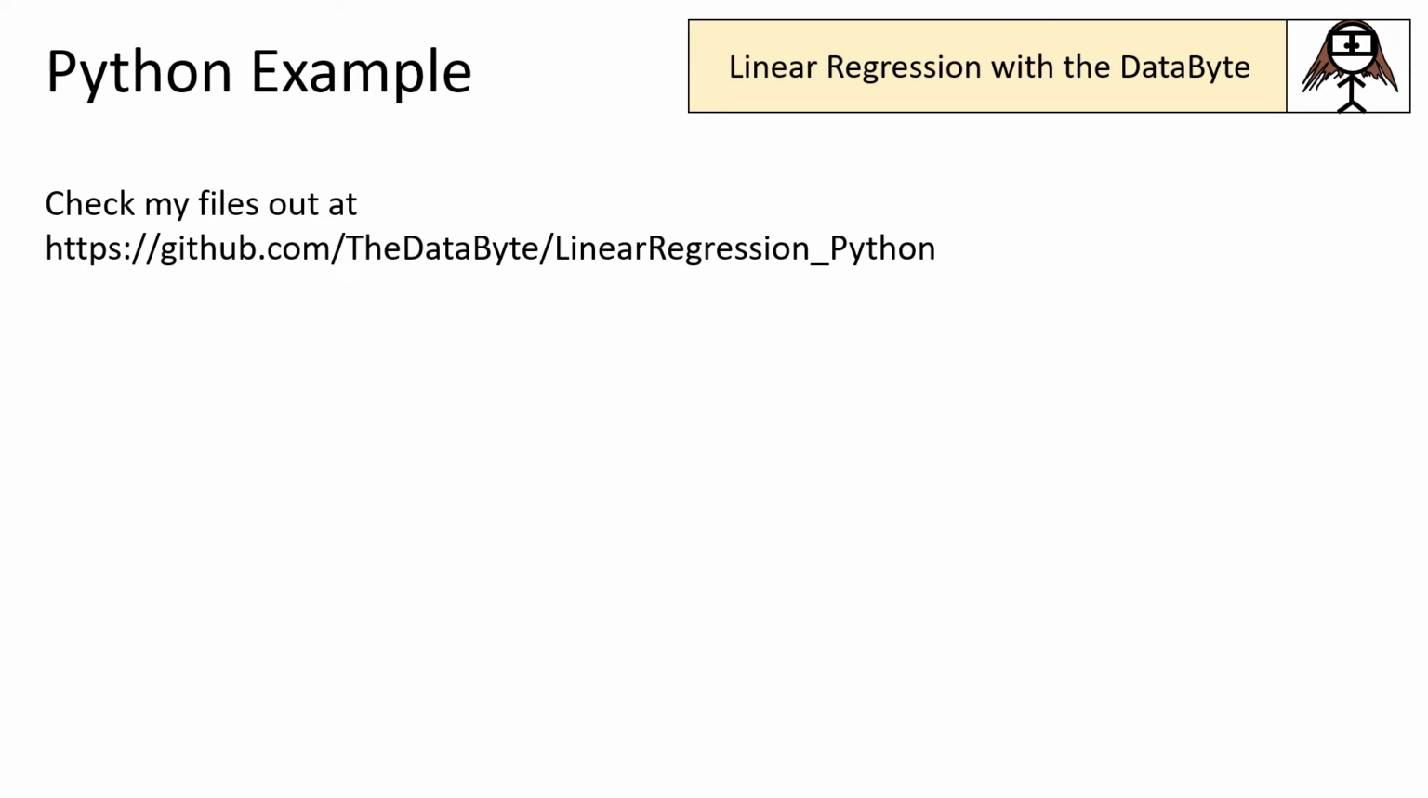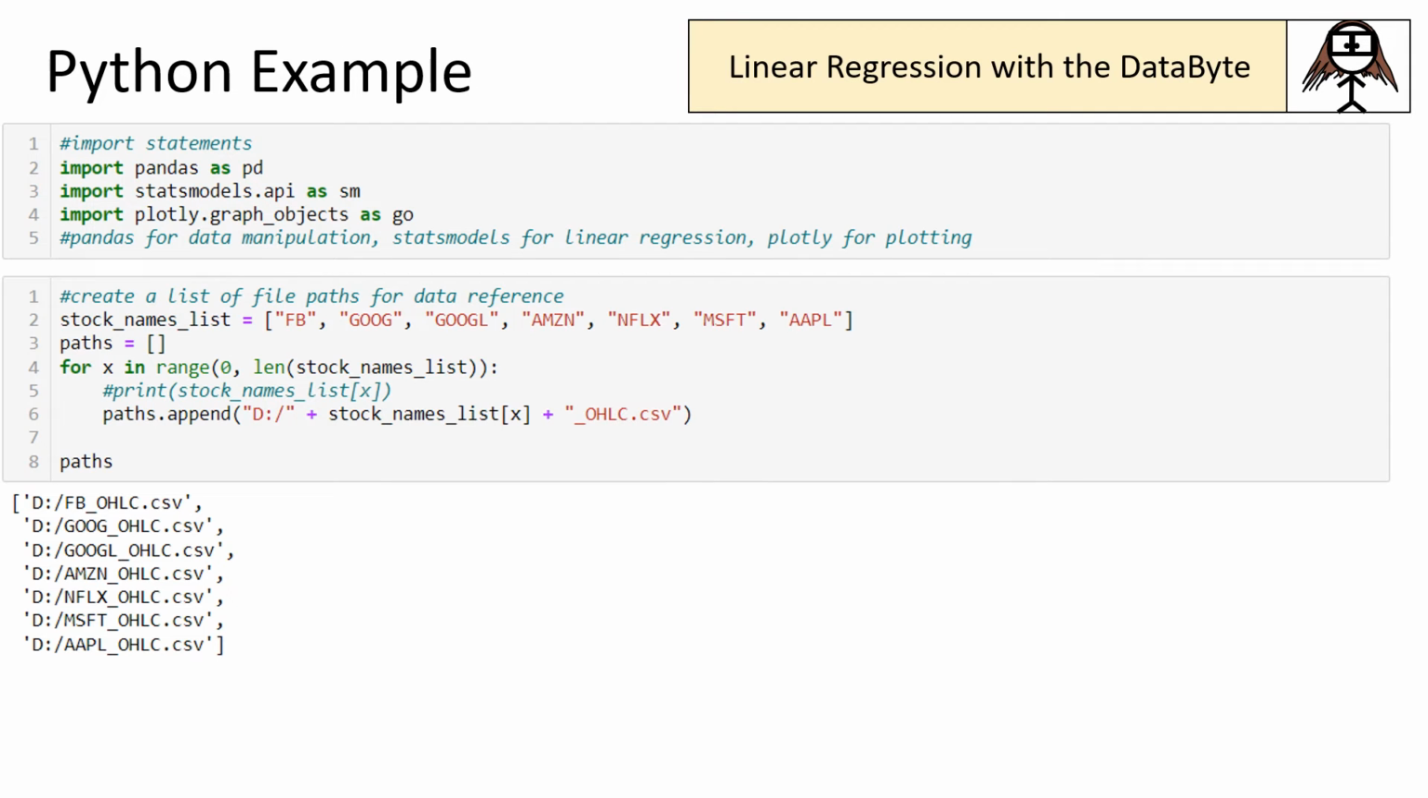Next, we're going to use Python to do the same thing. This time, we're going to use the statsmodels package, so we're not recalculating all of those sum of squared functions. First, we're taking care of import statements. What's new from the previous video is that we're going to be using Plotly for plotting up our data.